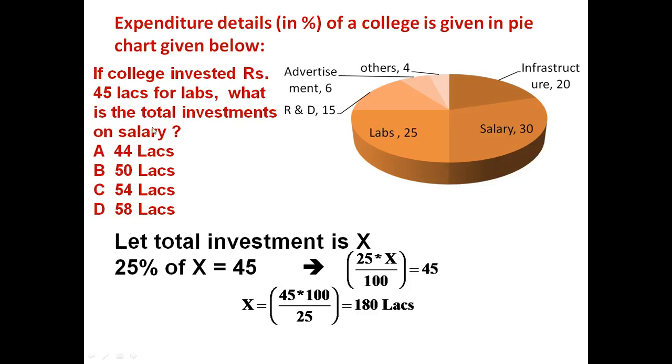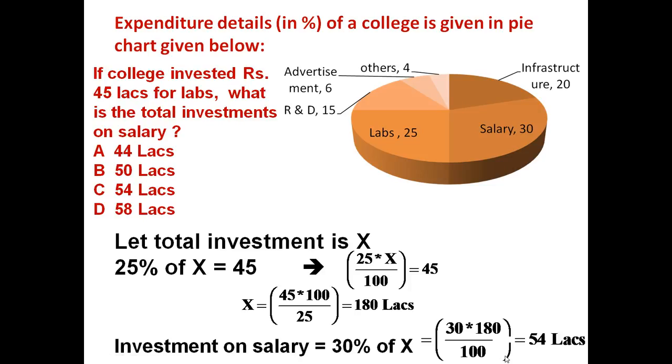Now the question is, what is the total investment on salary? On salary 30% of total investment is there. Total investment is rupees 180, on salary it is 30%. So investment on salary is 30% of X is equal to 30 into 180 divided by 100 is equal to 54 lakhs. So total investment on salary is 54 lakhs if total investment on the college is rupees 180 lakhs.